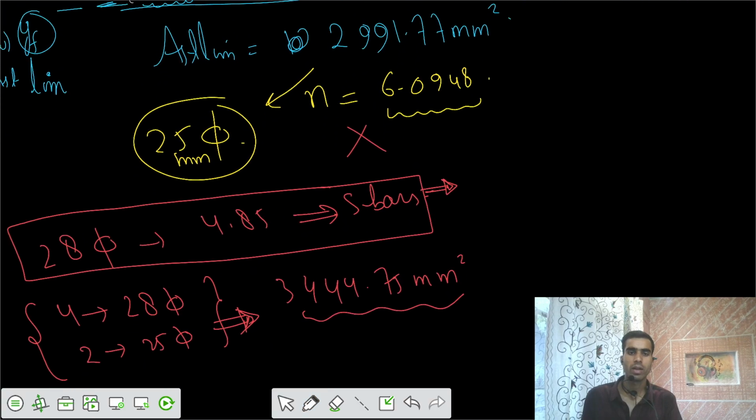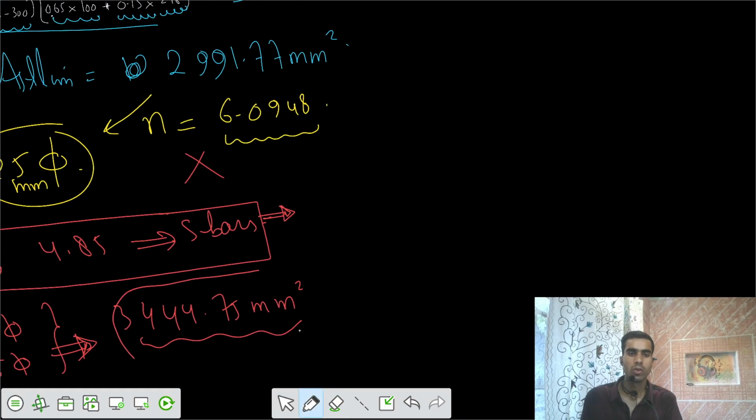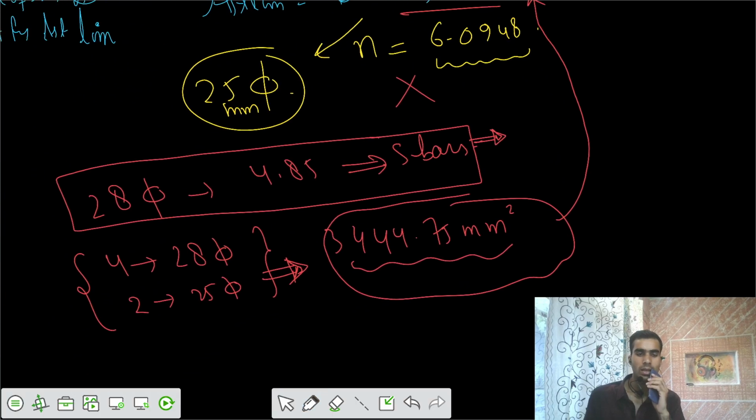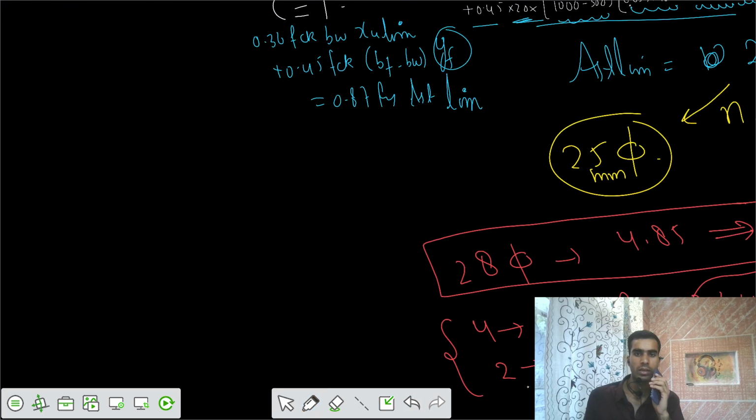And what is the area required? So we would see that your area is more. You are providing more area here. If I compare it with this one, this is more area we have. So we should select a lesser value. So I should select lesser than 25. Let's select a 20 diameter bar here.